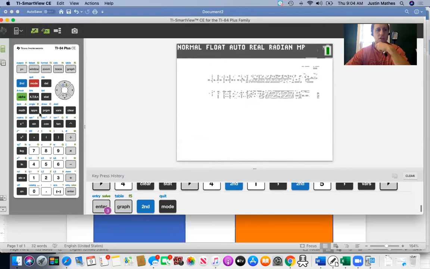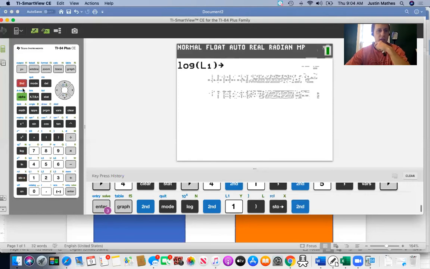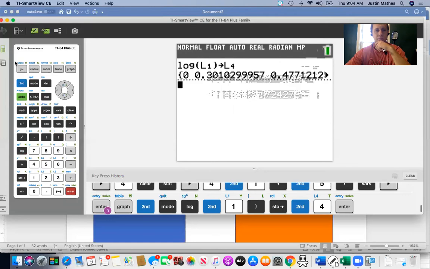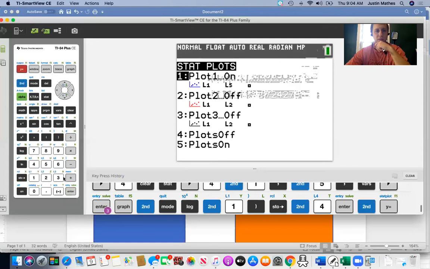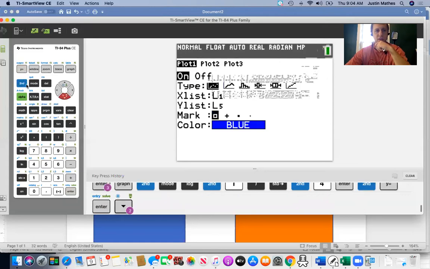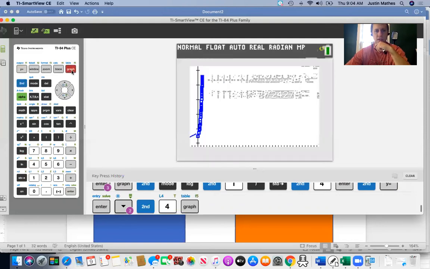Now let's try logging the x values as well. So I'm going to go to log, and my x values are L1. Residuals are in L3, the log y values are in L5, and I'm going to store these guys in L4. Log L1. Boom, store it in L4. Okay. Stat plot. Now, rather than graphing the regular x values, let's graph the logged values.